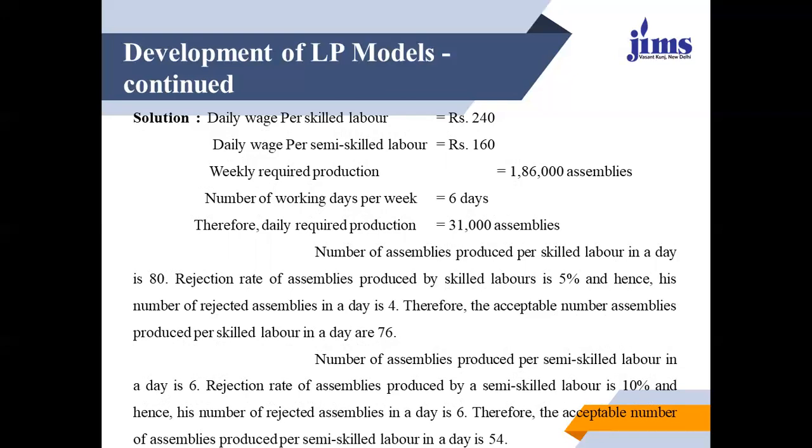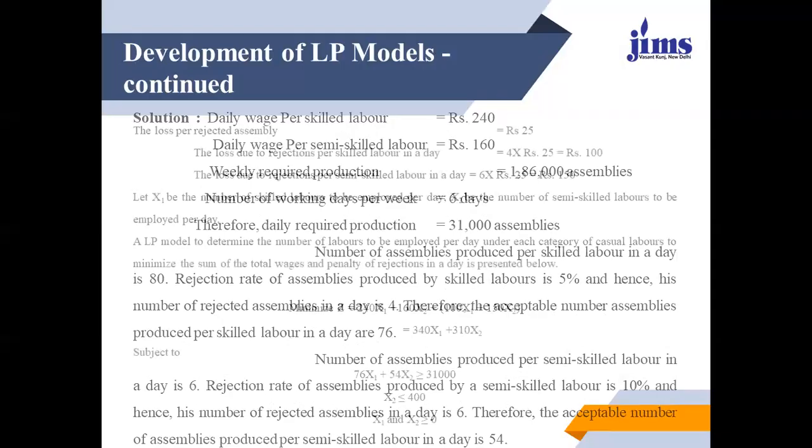Number of assemblies produced per skilled labor in a day is 80. Rejection rate is 5%, so 5% of 80 means 4. 80 minus 4, 76 assemblies we are getting by deploying skilled labors. And by semi-skilled labor, if you are deploying, then you get 60 assemblies, and 10% of that are rejected. So 10% of 60 becomes 6. So 60 minus 6 means 54 assemblies you get by deploying semi-skilled labor.